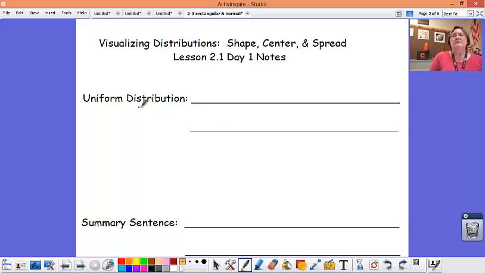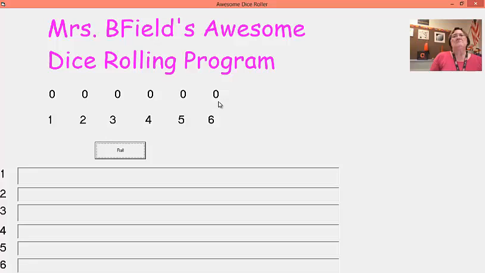The first is the uniform distribution. And ladies and gentlemen, I want to give you an example of this before we actually start writing anything down. My awesome dice rolling program is set up to use random numbers to simulate rolling a regular six-sided die. So what this program will do is allow you to enter a number of times that you want to roll and show you the number of each outcome that you get.